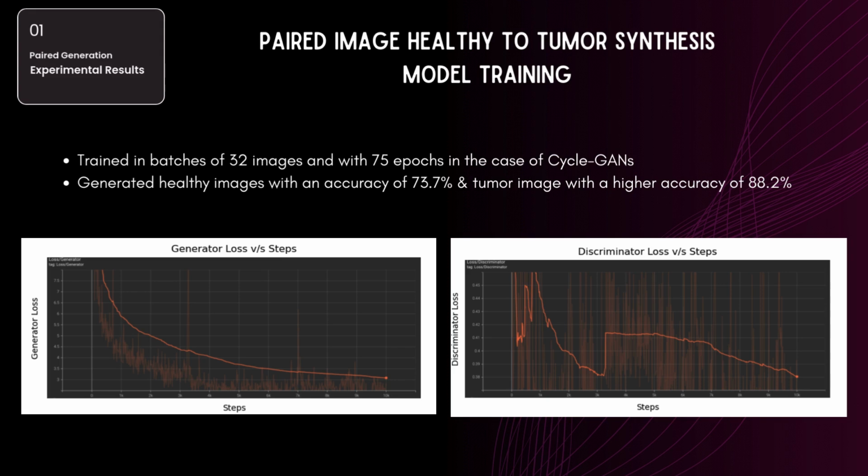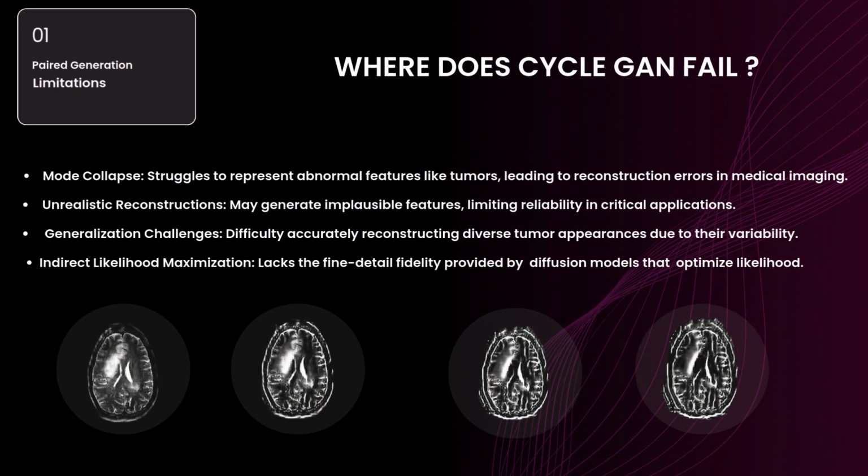We deciphered the following possible reasons: mode collapse, where CycleGAN is unable to represent abnormal features like tumors, leading to reconstruction errors. Most of the time, CycleGAN generates implausible features, which are unreliable in critical applications like medical imaging. Last but not the least, CycleGAN lacks the fine detail required to achieve accurate segmentation. Our literature survey helped us identify diffusion models as a promising alternative for the same.